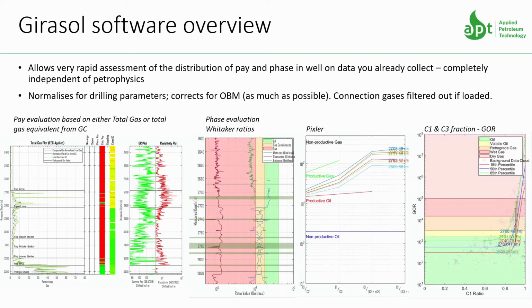We've used a large PVT database to create plots that allow you to cross-plot either the C1 or the C3 ratio, and that's the ratio of the gas from the C1 to the C5 gases, against GOR. And obviously the GOR is the determinant of the phase state, which is coloured in the background.